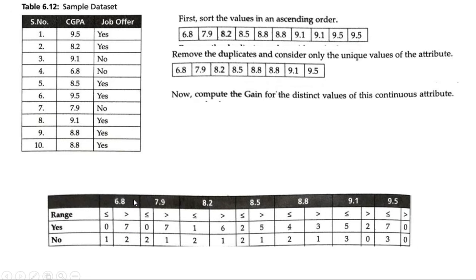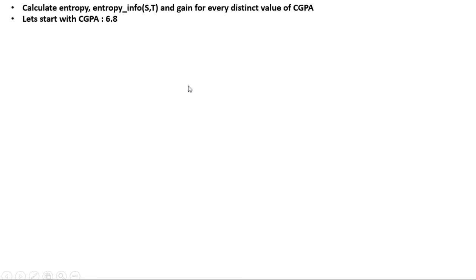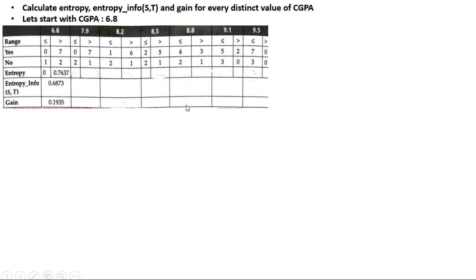So write here 7. For CGPA greater than 6.8, how many no's are there? Here there is 1 and here there is 1. So 2. Like this, for each CGPA, write down how many yes and no are there for those particular ranges. Next, for every CGPA, you have to find the entropy, information and gain.